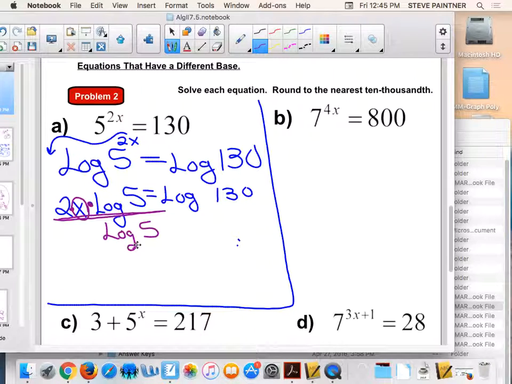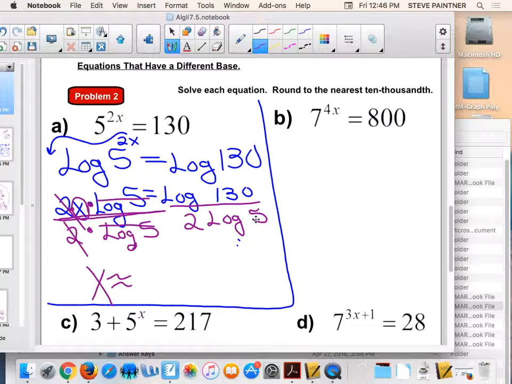Could I speed this up and also do what? Can I also divide by 2? Okay. So what I'm dividing by is 2 times log of 5. There. That's out. That's out. That's out. You get x equals. Well, what do you divide log of 130 by? 2 times log of 5.